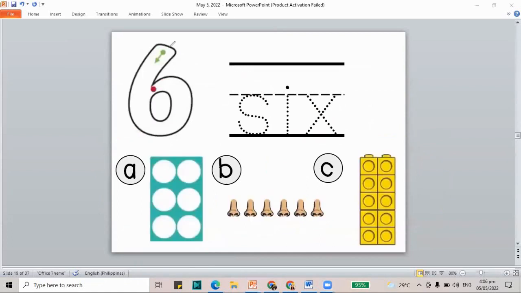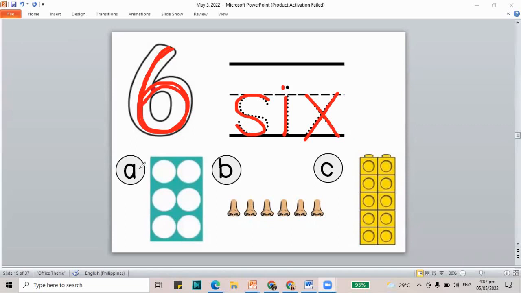When you make your six, go around and around, make a very big belly. That's your number six. Around and around, go in and make a big belly. Six. Let's spell the word six. S, I, X. That's our word six. Six.